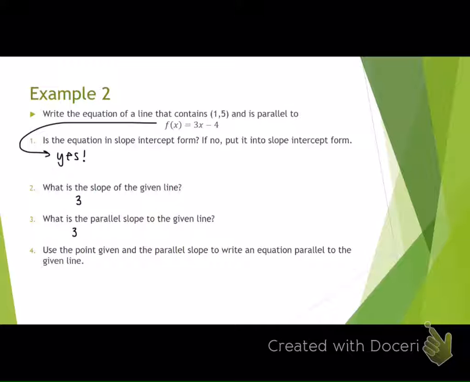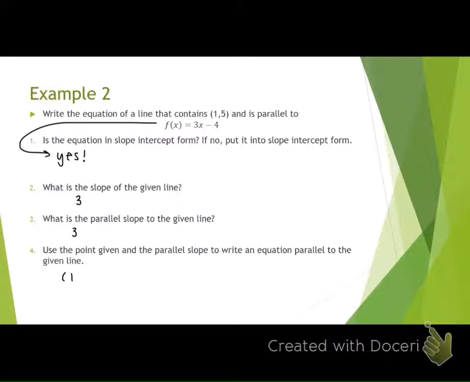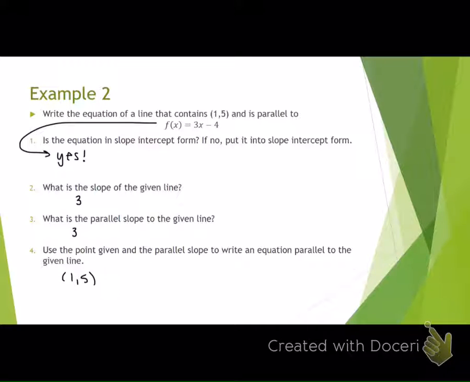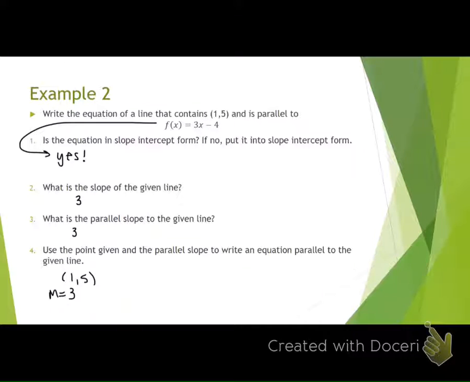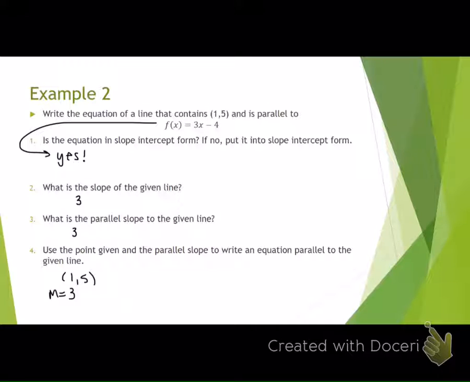What's the point given? And the parallel slope, what did we decide the parallel slope was? 3. And write an equation of a line that is parallel. Which form are you going to have to start in to get your answer? Point-slope. Why can't we start in slope-intercept? Because you don't have your y-intercept. You do not have your y-intercept, so that's when we start in point-slope form. You will probably never start in standard form unless it's from a word problem. Does that make sense?